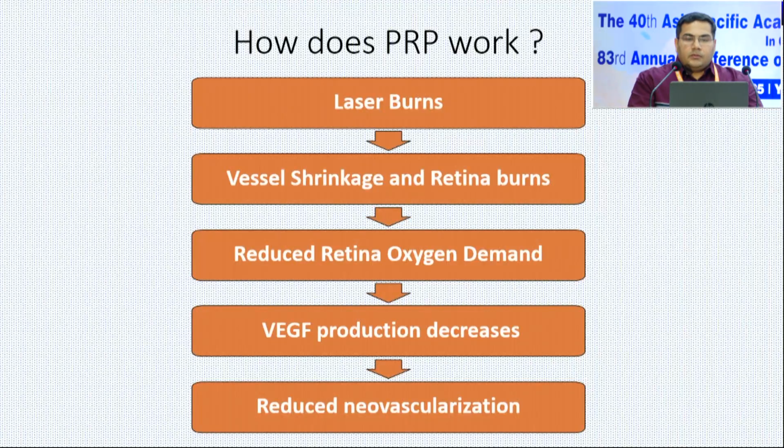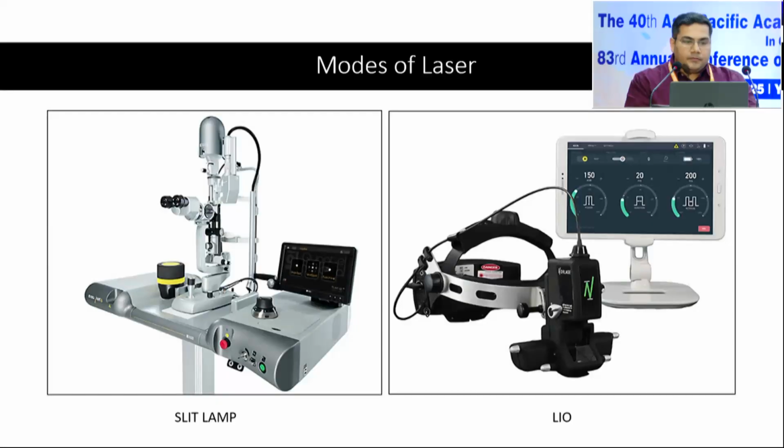So just brushing up on how PRP works. Once you give the laser burns, it causes vessel shrinkage, and the retinal burns themselves locally destroy the retinal tissue, which leads to reduced oxygen demand and further reduction in VEGF. The VEGF levels decrease. So ultimately the complications from VEGF, that is vitreous hemorrhage and neovascularization, also decrease.